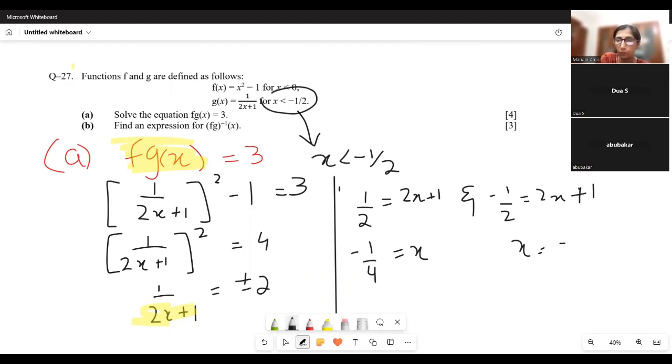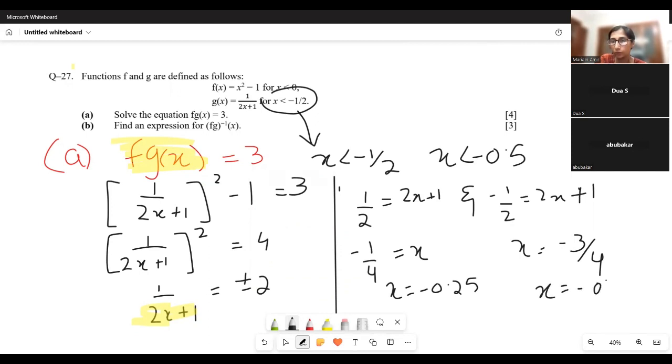Yes. Now, which of these values is less than minus 0.5? Is it x equals minus 0.25? No, minus 0.25 is actually bigger than minus half. Or is it x equals minus 0.75? This is in fact smaller than minus half, so this would be the answer.